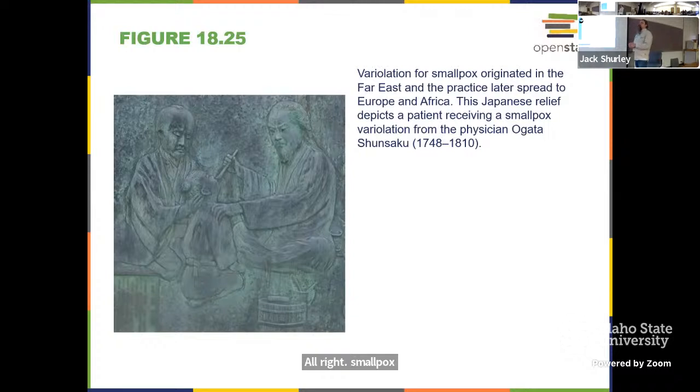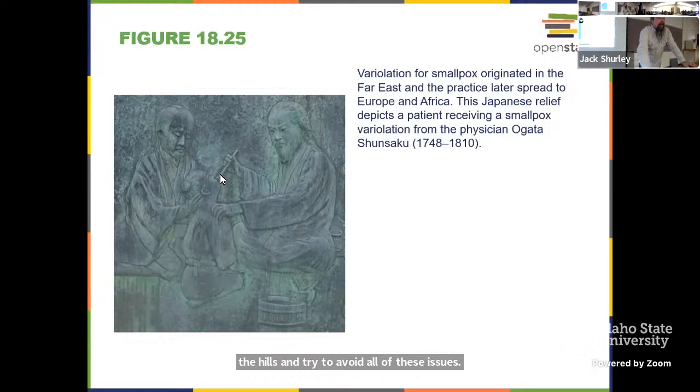Smallpox caused all sorts of issues, highly contagious. Lots of the wealthy would just leave and head outside, up to the hills, and try to avoid all of these issues. Obviously, that's probably not so effective.